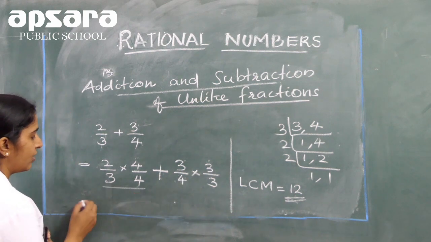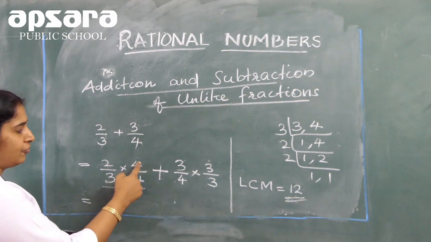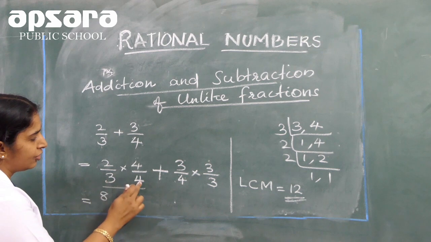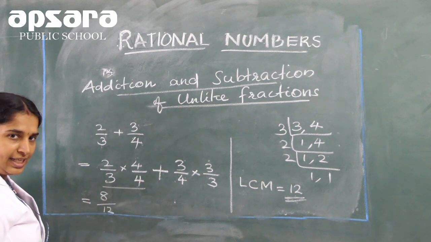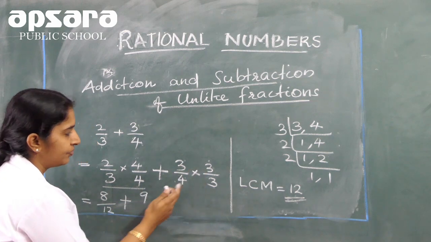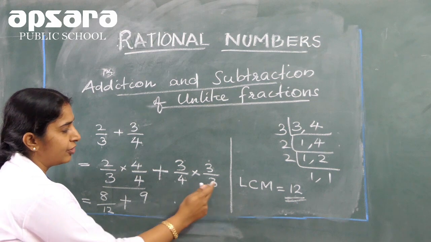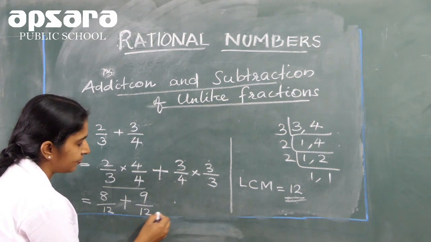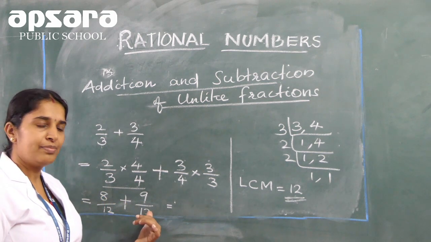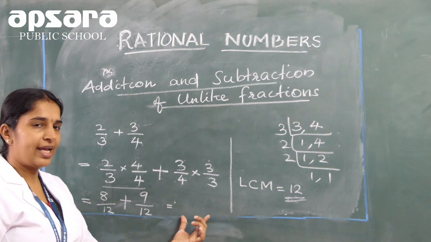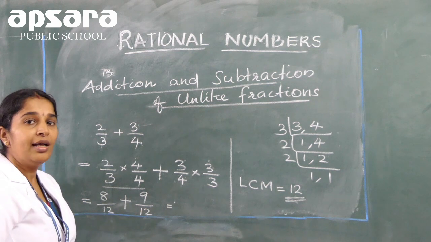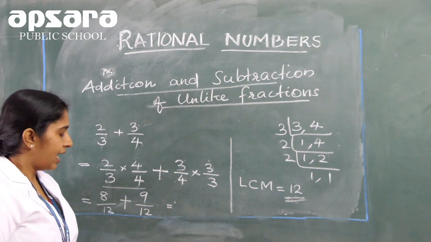Now just check the first one. 2 by 3 into 4 by 4 will give 2 into 4 is 8, 3 into 4 is 12, right? Plus 3 into 3 is 9 and 4 into 3 is 12. Now see the two fractions where the denominators are same, 12, 12. So you can add the two fractions where the denominators are same. Now these two are like fractions which can be added easily.